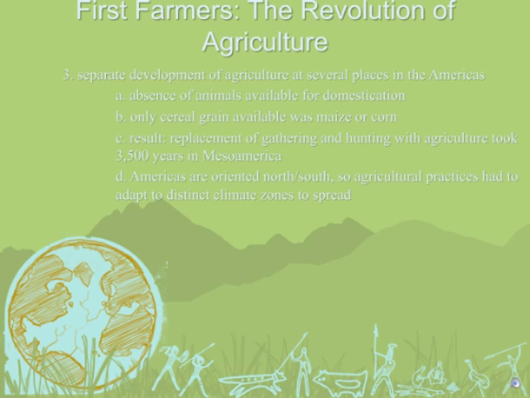All right, separate development of agriculture at several places in the Americas. So moving over to our Western Hemisphere. Absence of animals available for domestication, as I had mentioned earlier. Only cereal grain available was maize or corn, and I'm going to show you a picture in a second. You're going to see the size and the change from what their corn looked like to what we have today. The Americas are oriented north and south, so agricultural practices had to adapt to distinct climate zones to spread.